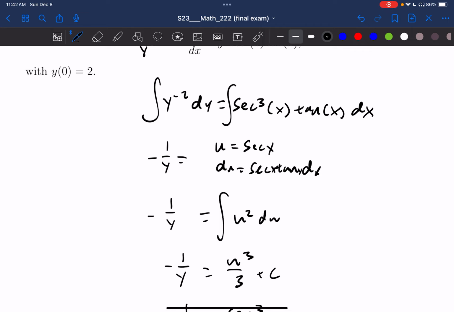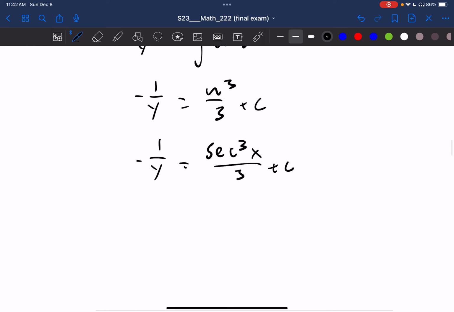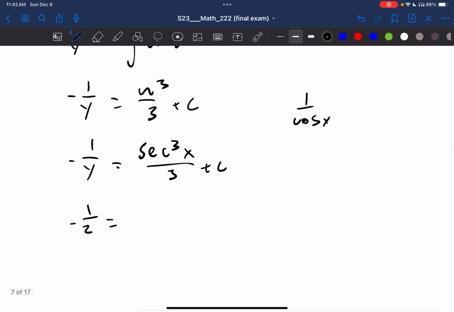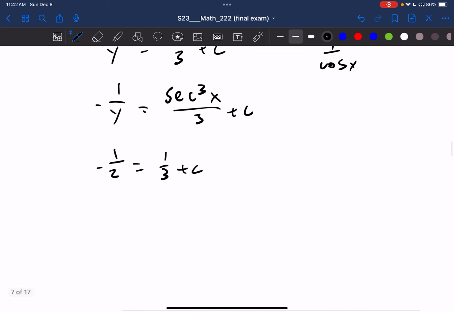So when x is equal to 0, y is equal to 2. So negative 1/2 is going to be equal to, at 0, what is secant? Secant is 1 over cosine. So cosine of x, looking at our unit circle, if x is 0, what is our y? Y is going to be the x value at 0. The x value at 0 is going to be 1. So 1 divided by 1 is still 1. So you're going to get 1/3 plus c. So therefore, in this case, c will be equal to negative 1/2 minus 1/3.